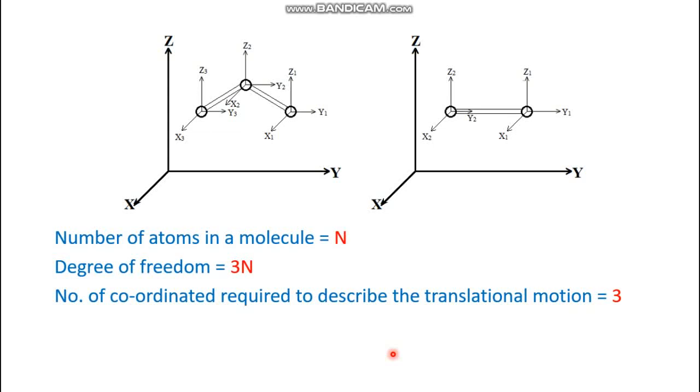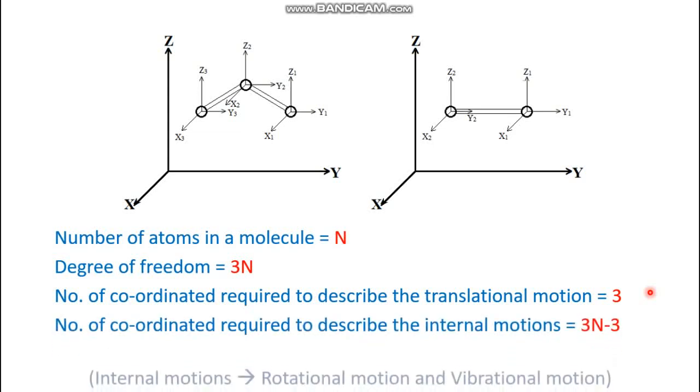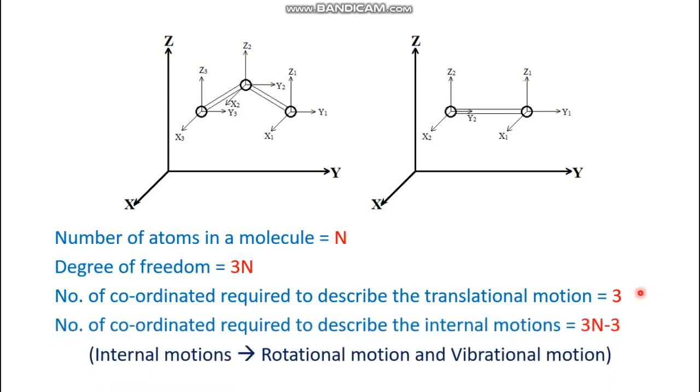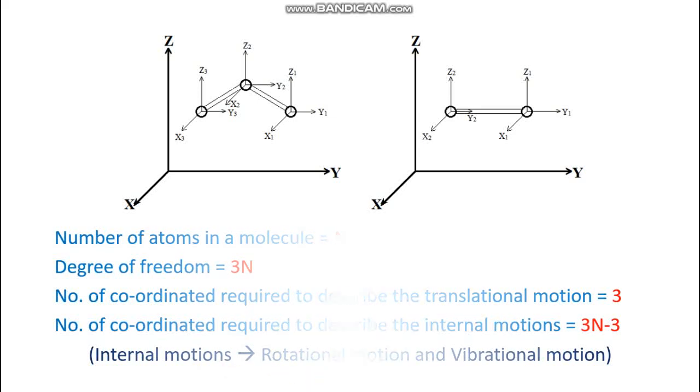Now out of this 3n, consider the coordinates required to describe the translational motion. The molecules are associated with 3 types of motions: translational, rotational and vibrational. Now, to describe the translational motion, only 3 coordinates are required. So out of these 3n, 3 are utilized in describing the translational motion. So how many are left? 3n minus 3 are left in order to describe the internal motions. So what about the internal motions?